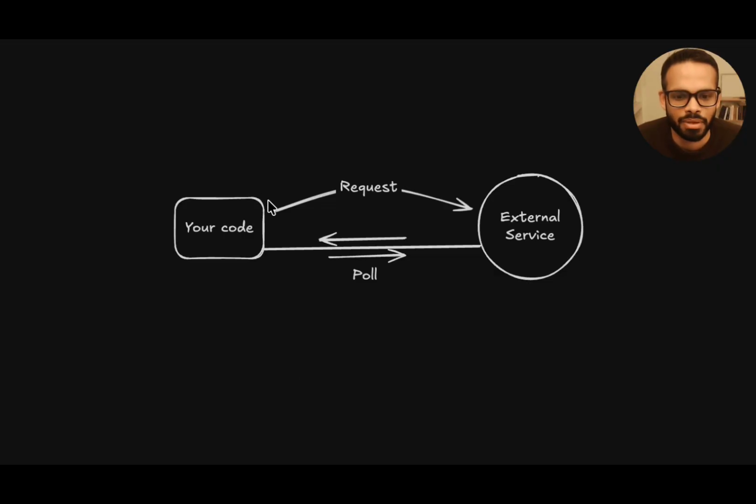Here's the core problem. You send a request to an external service, maybe a video encoding job, an AI model, or a payment processor. They say, we'll get back to you. But when? 5 seconds? 5 minutes? You don't know. So you're stuck polling. Done yet? Done yet? The nightmare scenario? Your process crashes mid poll and you lose track of everything.